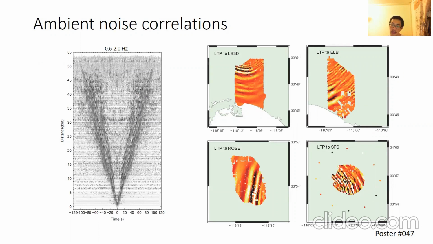The right panel shows the wave fields of the NCFs from the same virtual station LTP to 4 different dense arrays. These wave fields are far from even or isotropic. This means that the Array Basin has strong structural heterogeneities to be resolved.